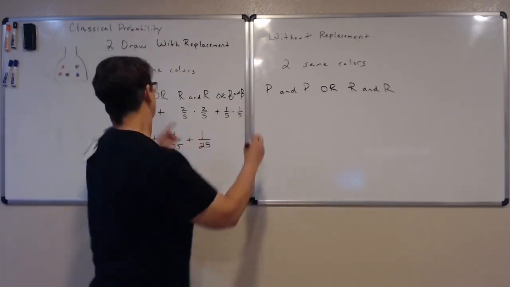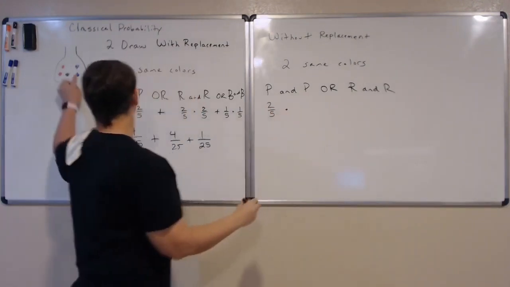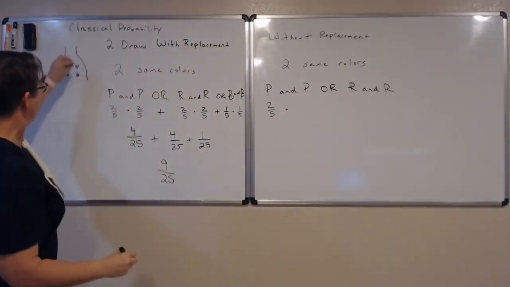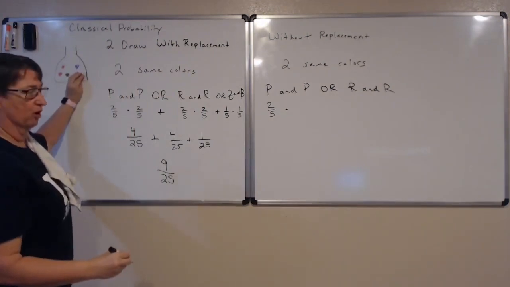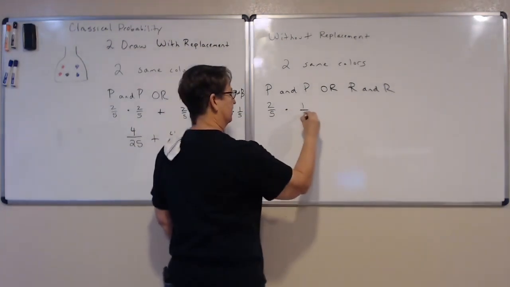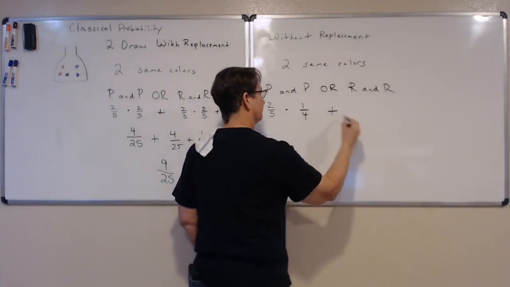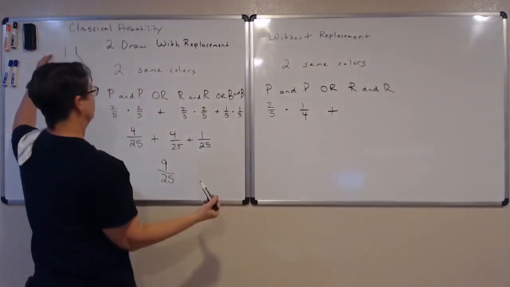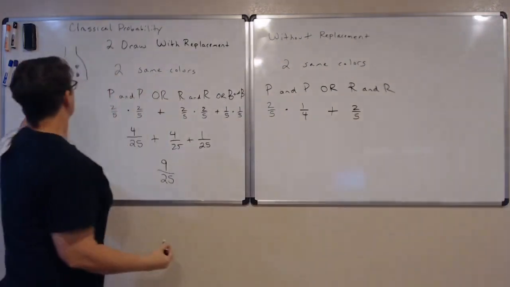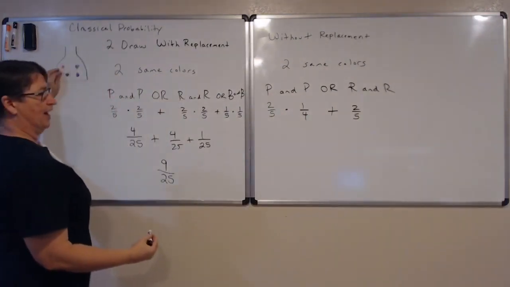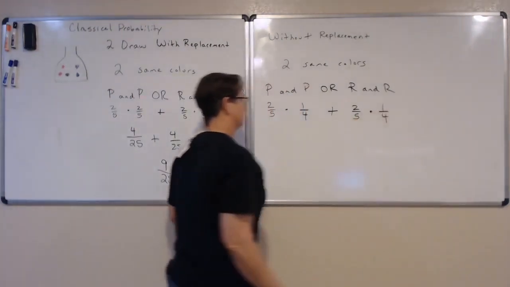Over here, I've got 2/5 for my first one, 2 out of the 5. But now I've got this purple in my hand, so I just have 1 out of the 4 for the probability for the second one. Or the probability of getting a red on the first one is still 2/5. But once I take out one of them, I'm just left with 1 out of 4. So, and 1 out of 4.